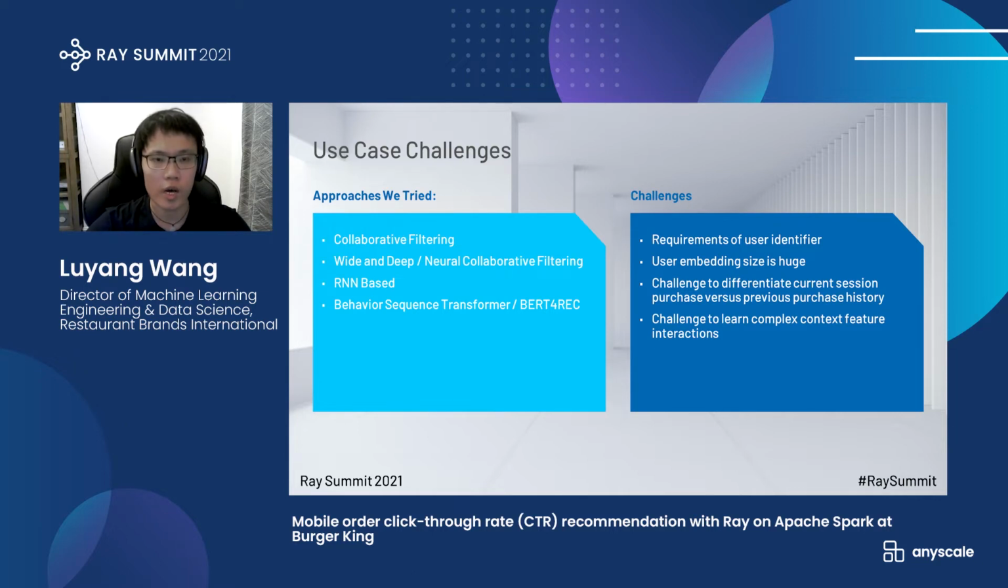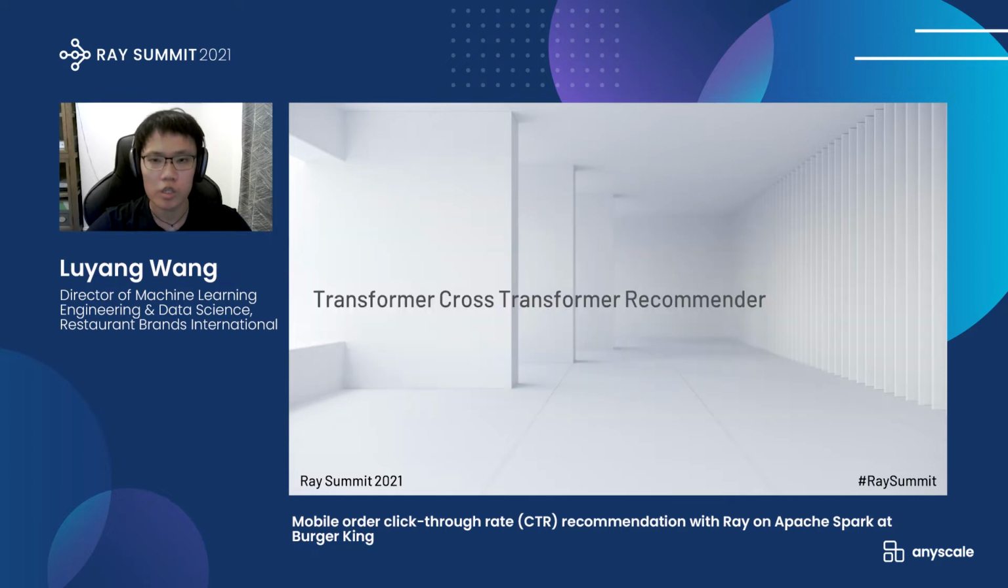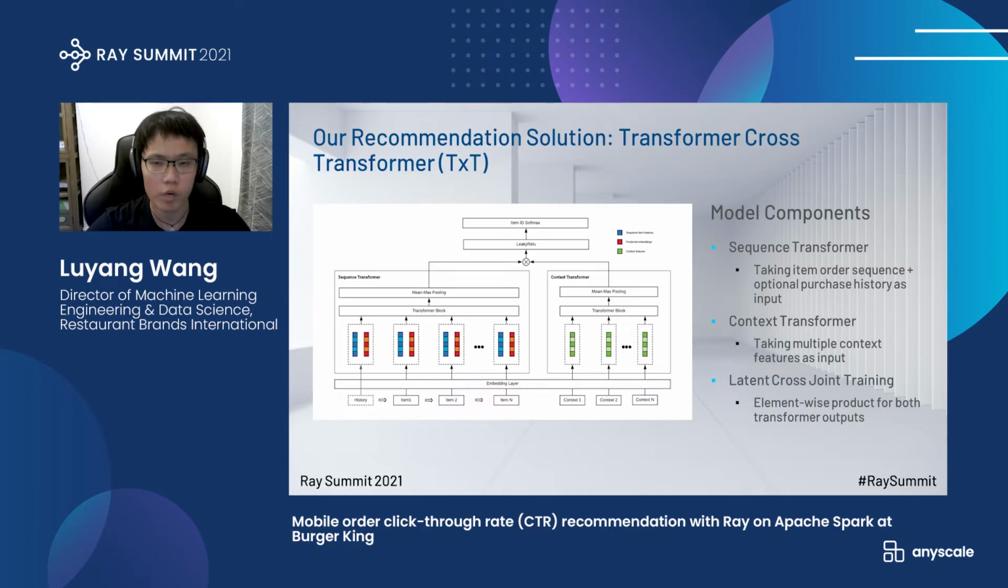So here we go. We came up with this new recommendation solution. Here we call it the cross transformer, which is essentially two transformers side by side. On the left side, we have what we call the sequence transformer. What it does is it takes the item order sequence plus an optional purchase history as input.